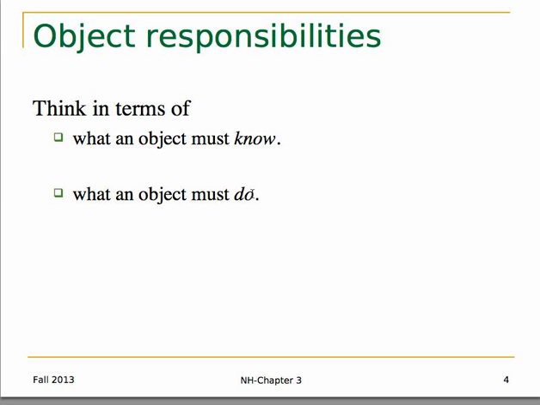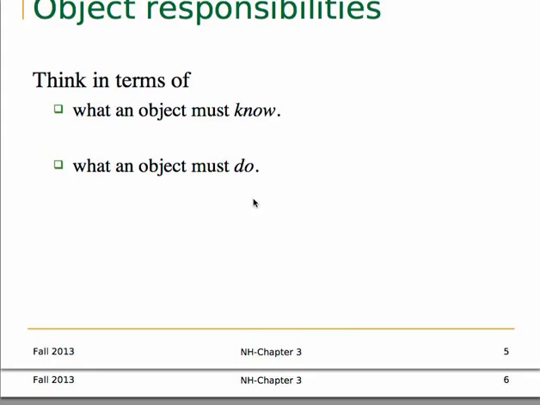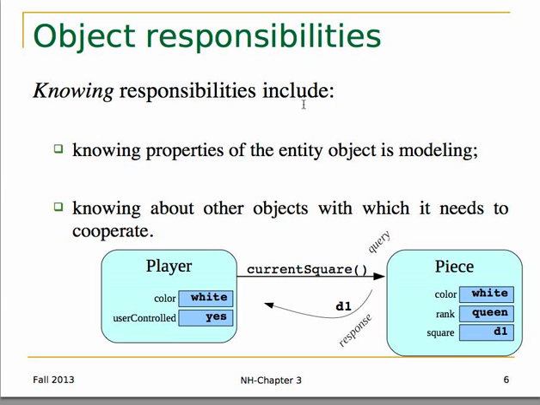If you want the full story, knowing responsibilities are just data members and query methods, and doing responsibilities are command methods and some queries. That, in a nutshell, is quite a bit of this chapter. Knowing responsibilities include knowing properties of the entity the object is modeling. So, for example, this player class models a player object, or an actual player. And so what is important?